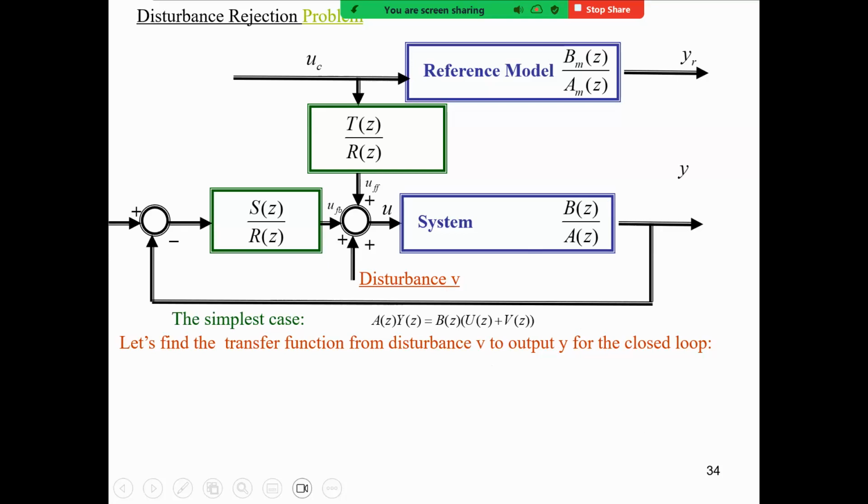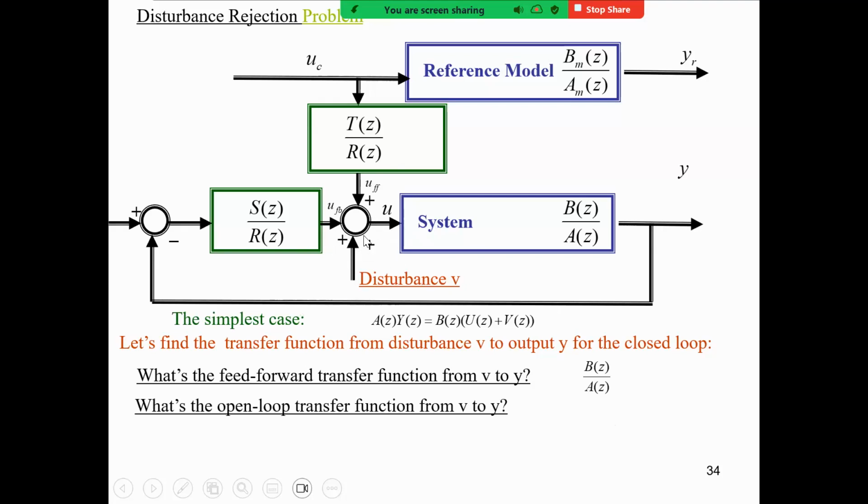And again, we want to use the formula to write down the transfer function from the disturbance to the output. You look at this loop. Of course, there is a feedback path, but if only without the feedback, what is the feed-forward transfer function from the disturbance to the output? The answer should be clear. From disturbance to the output, what's the feed-forward transfer function? P over A. Then what's the open loop transfer function? I make it open, disconnect it, and then from this signal to this signal, what's the transfer function? It will be P over A times S over R.